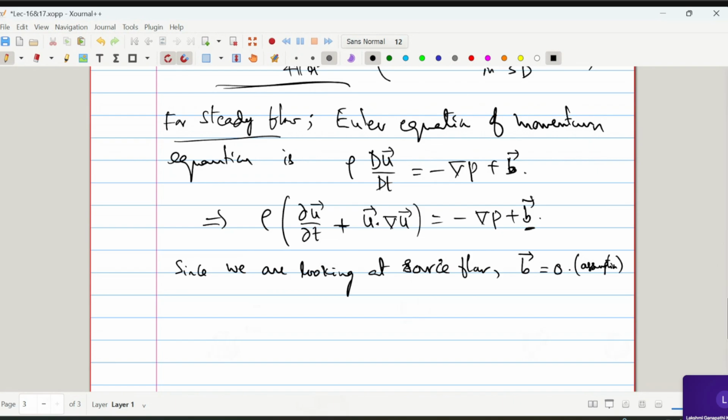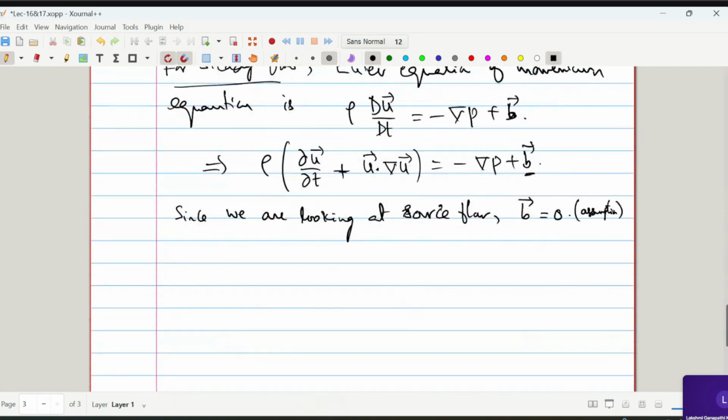Otherwise you have to consider gravitation. But you don't know exactly, no? Only that height you have to consider. That is complicated, so we are simplifying, looking at the simplest cases.